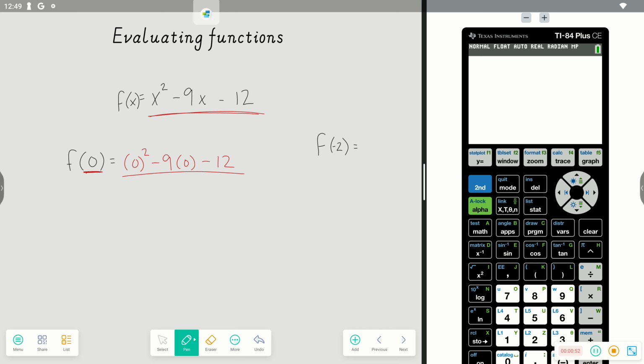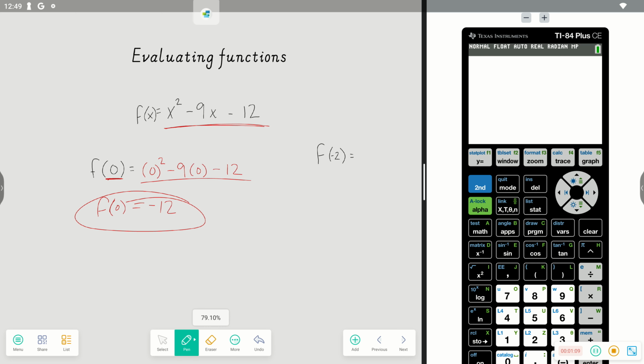Now, 0 squared is 0. Negative 9 times 0 is also 0. So we're just left with negative 12. So we would say f of 0 equals negative 12. That would just be our answer. When we input 0, we get negative 12.